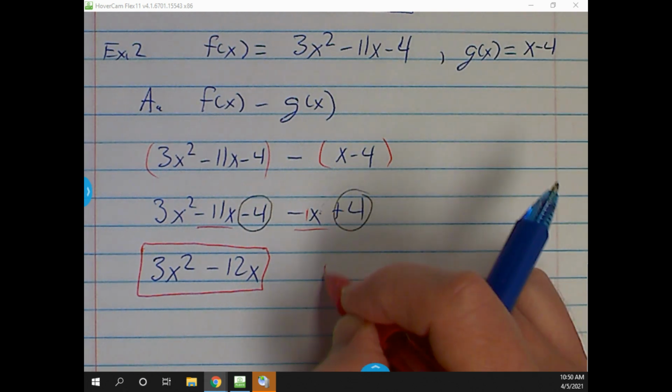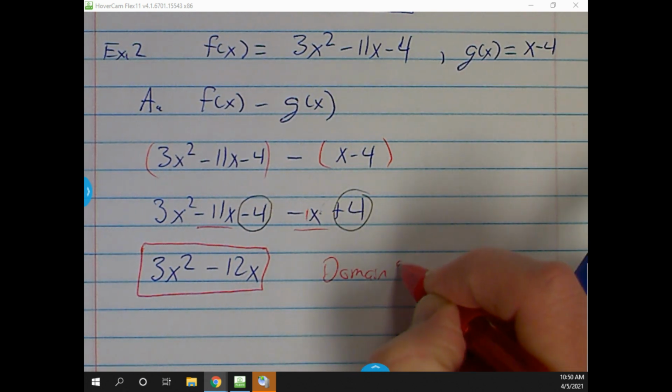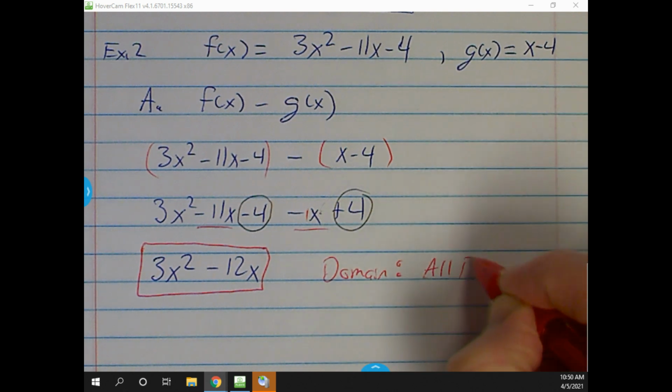Okay, again, they asked for a domain on this one. No fractions, so it would just be all real numbers.